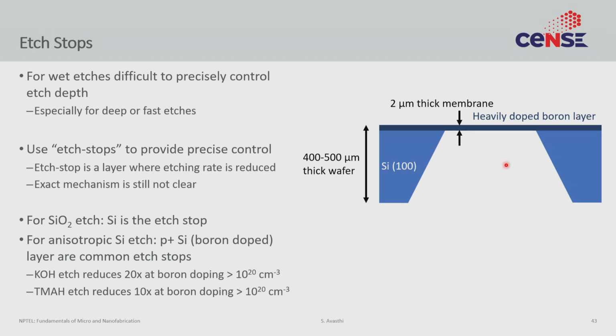But there are etch stops that are slightly different types too. For example, in this case, the specific etch stop that we are actually using is a heavily doped boron layer. So this is still silicon 100. All we have done is, through diffusion or through implantation, we have created this film of highly boron-doped silicon.